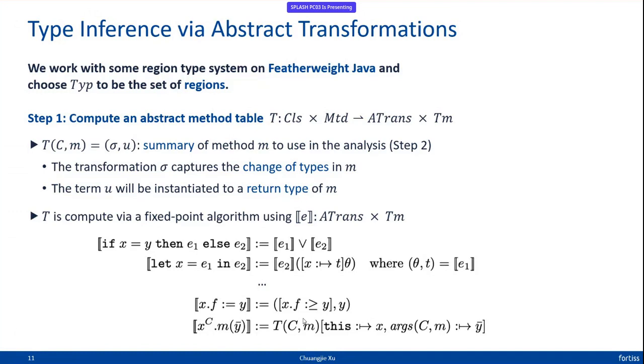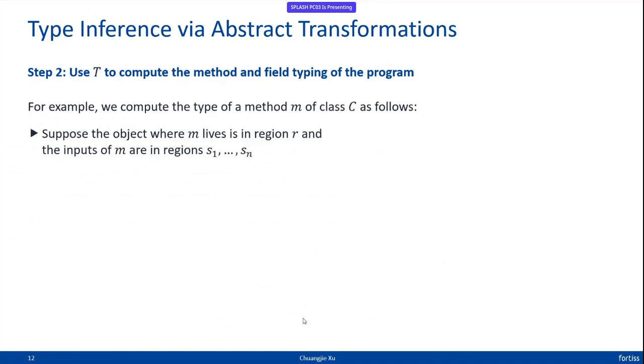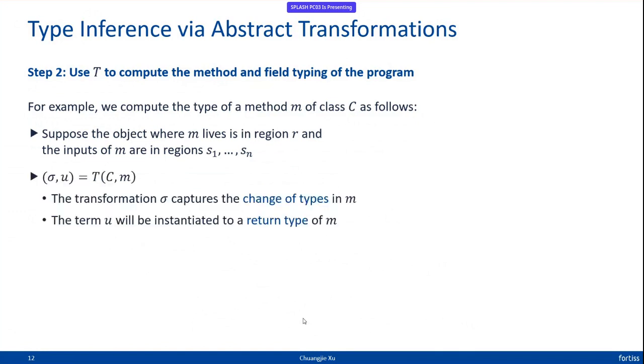how types change in the program. And then in the next step, we simply use this table T to compute the method and field typing of the program. Here I just do a simple example. Suppose now we want to compute the type of the method M of class C. We suppose that this method M lives in some region R, or some object in region R, and the inputs of M are in some regions S1 to Sn. Then our first step is to apply our table T to find the abstract transformation for the method M.